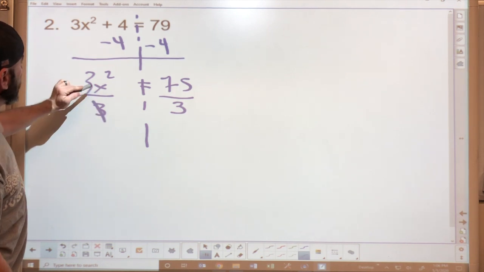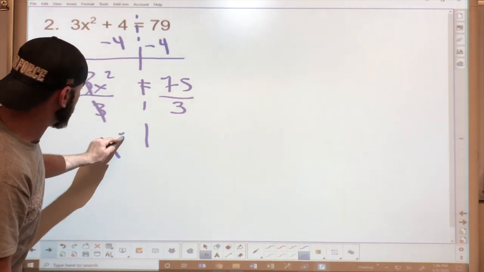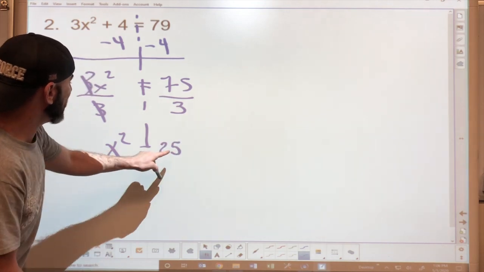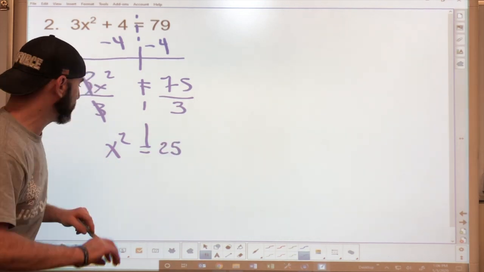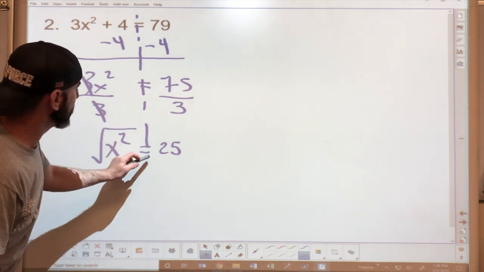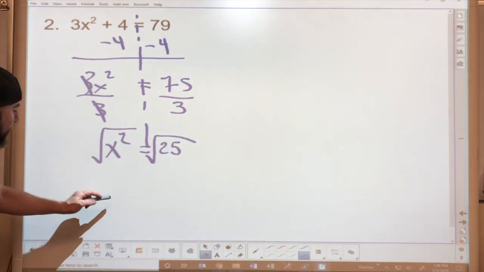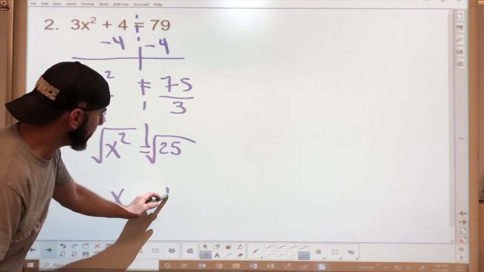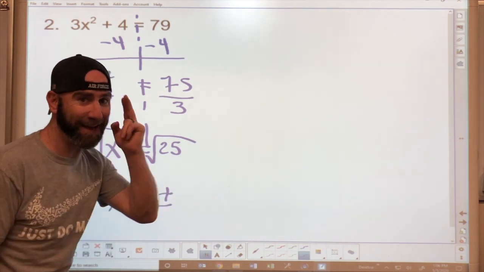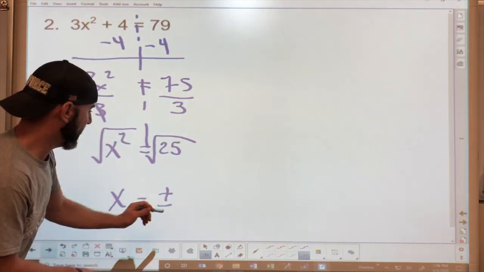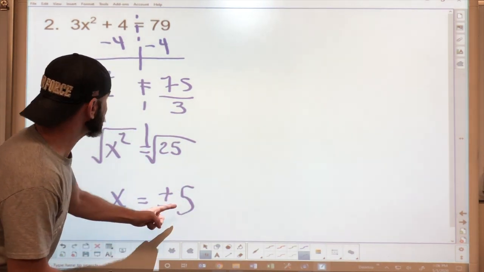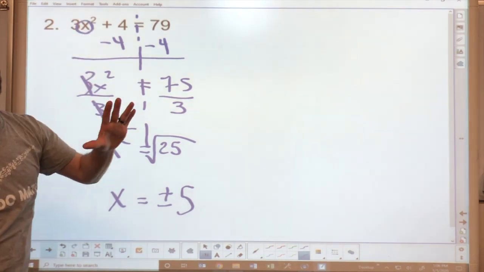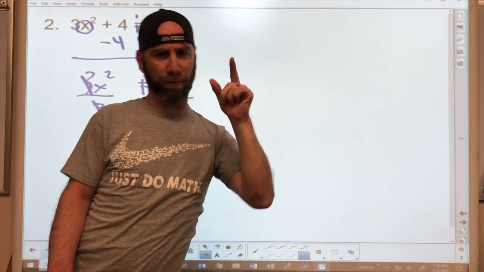Those 3's are gone. We have x squared equals 25. Now the final step is to square root both sides. So the value of x is equal to plus or minus, remember it, 5. So x, this x right there, can be positive 5 or negative 5.